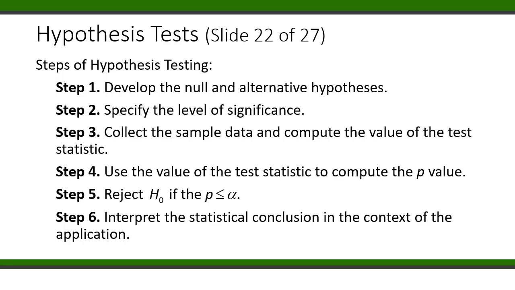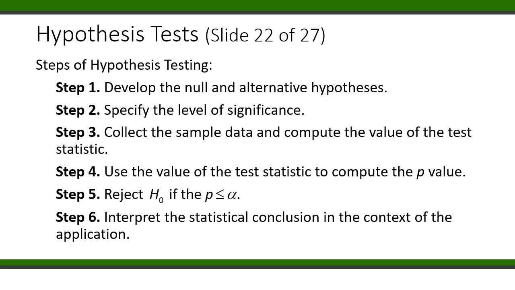The second step is to specify the level of significance. That is, that you do not want to make a type 1 error. Typically, it's going to be either 5% or 1%. And then you need to determine whether you're going to do a one-tail or two-tail test.